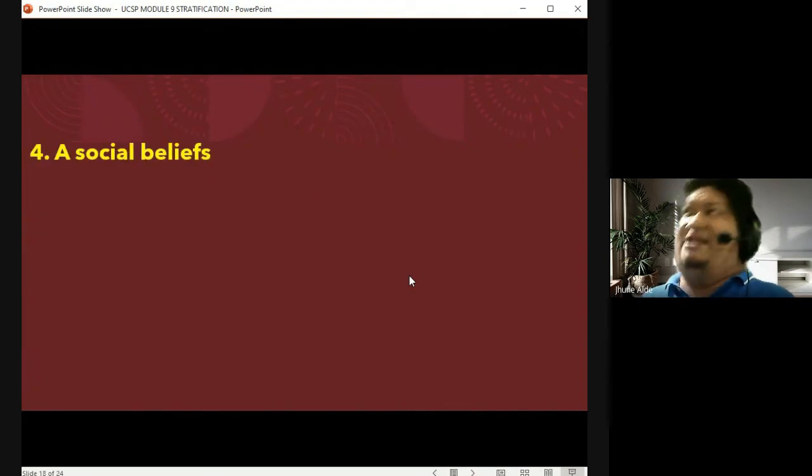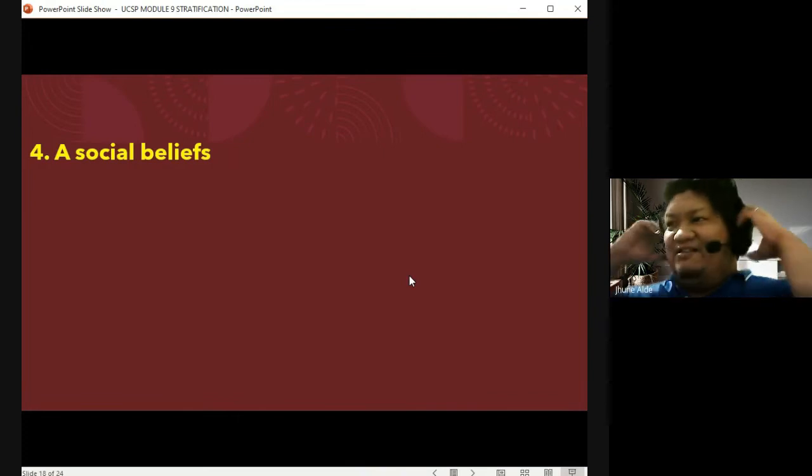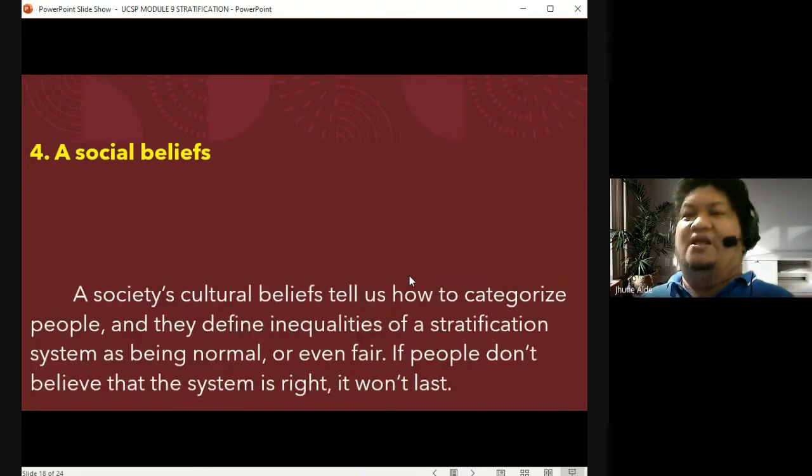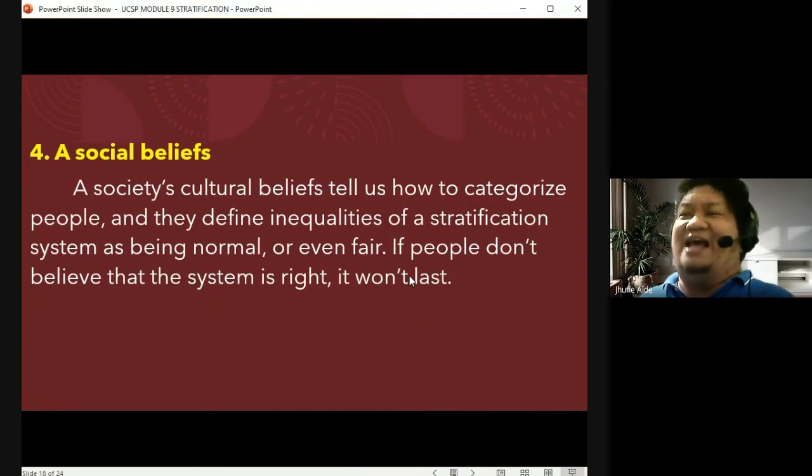It is a social belief. There are some cultures na naniniwala na stratification is a social belief. Kumbaga, paniniwala lang, di ba? So, society's cultural beliefs tell us how to categorize people, and they define the inequalities of a stratification system as being normal. Normal lang yung ganong uri ng tao sa lipunan. So if people don't believe that the system is right, it won't last. Okay?